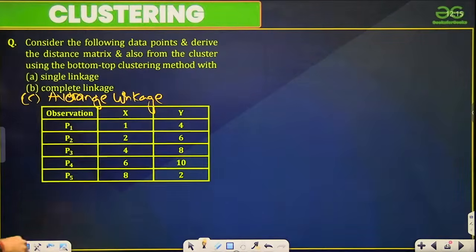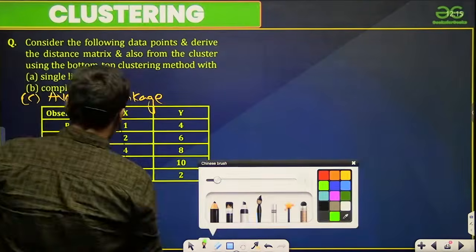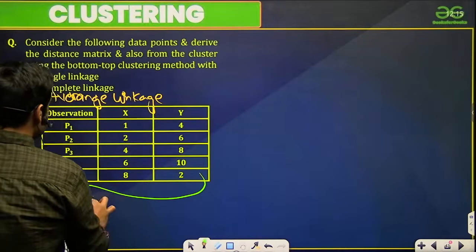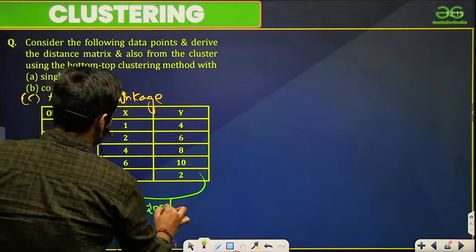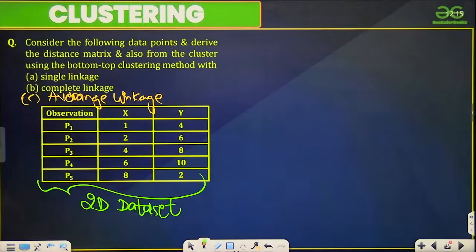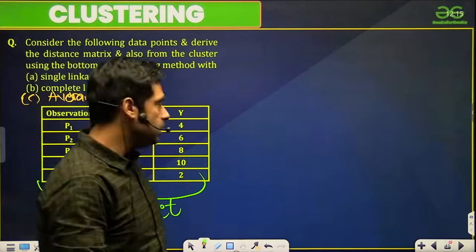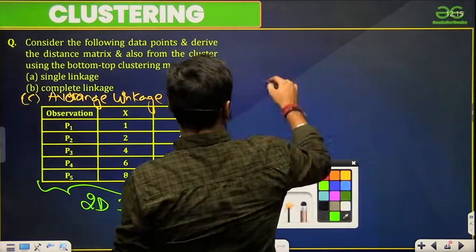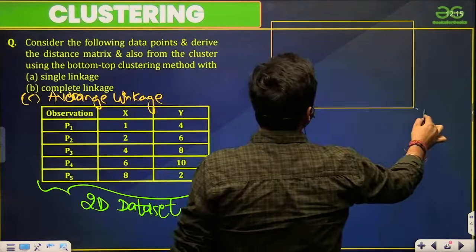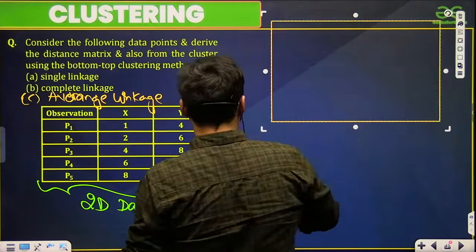So this is a 2D data set. I hope you are getting this. Accordingly, you have to firstly create the cost matrix. What do you have to create first? Firstly you have to create a cost matrix.